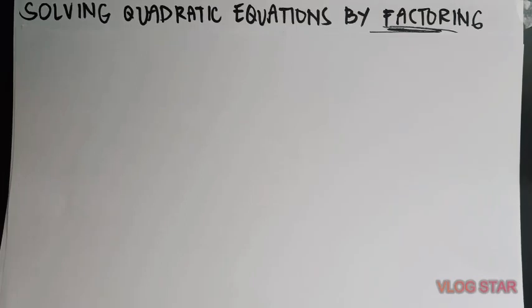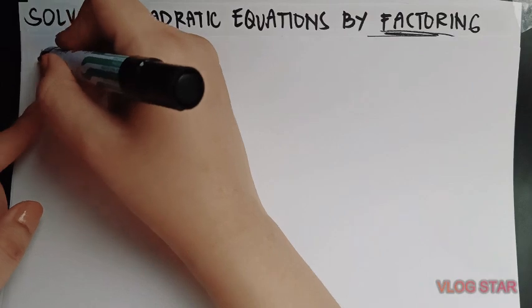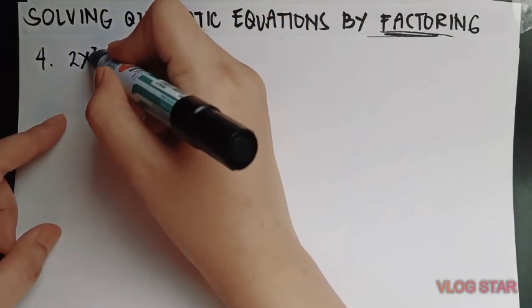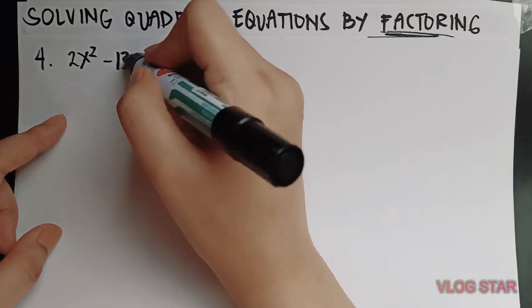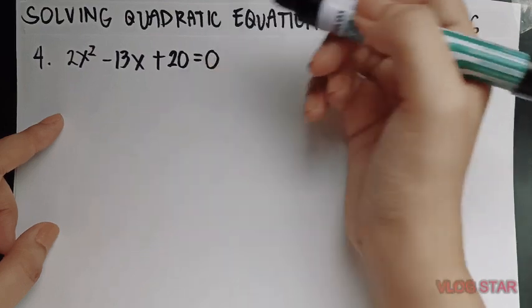Now class, if you'll notice, the examples that we had a while ago are examples of quadratic equations where a is equal to 1. What if a is greater than 1? Like for example, 2x squared minus 13x plus 20 equals 0.